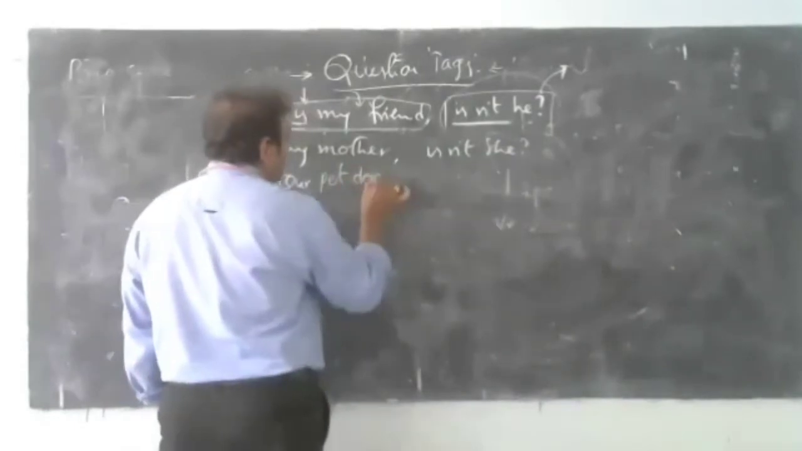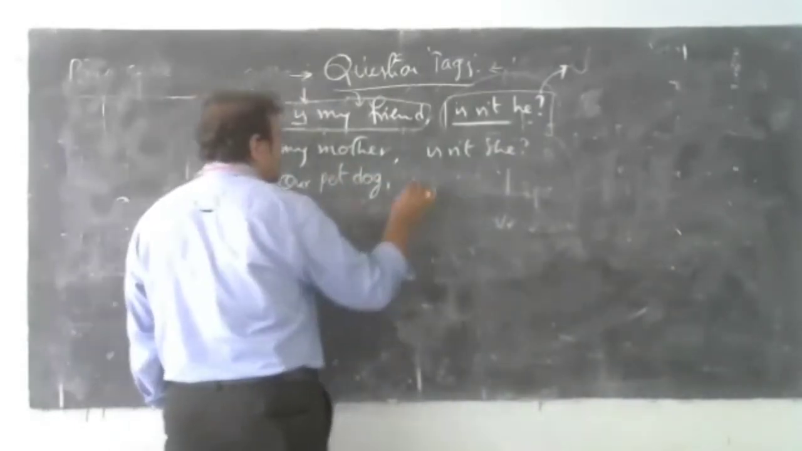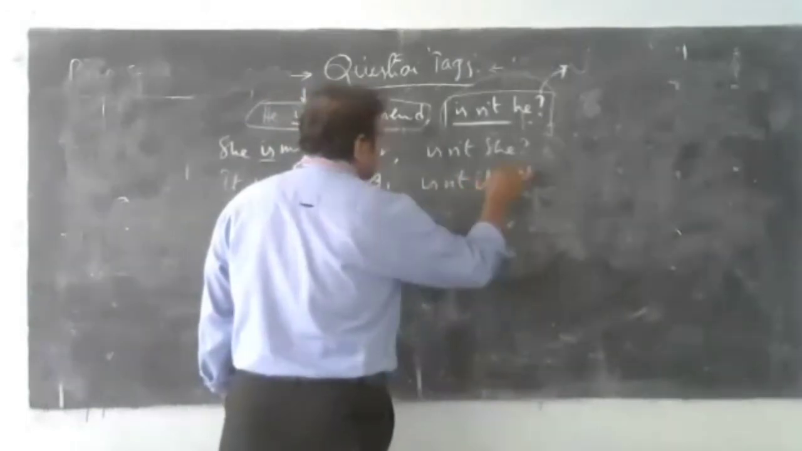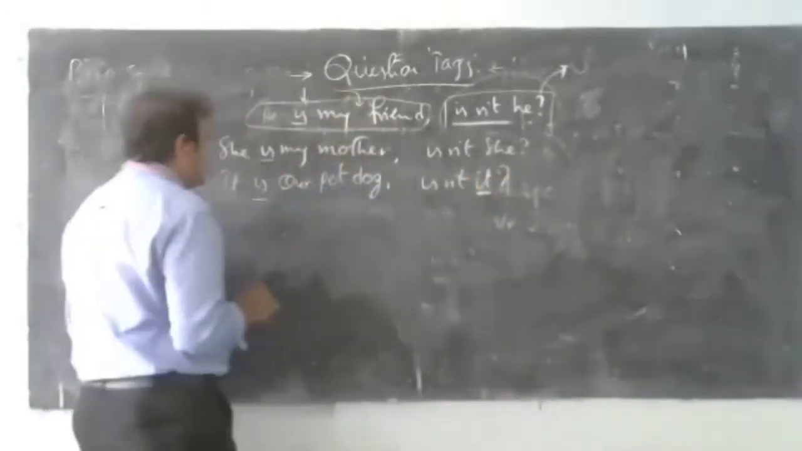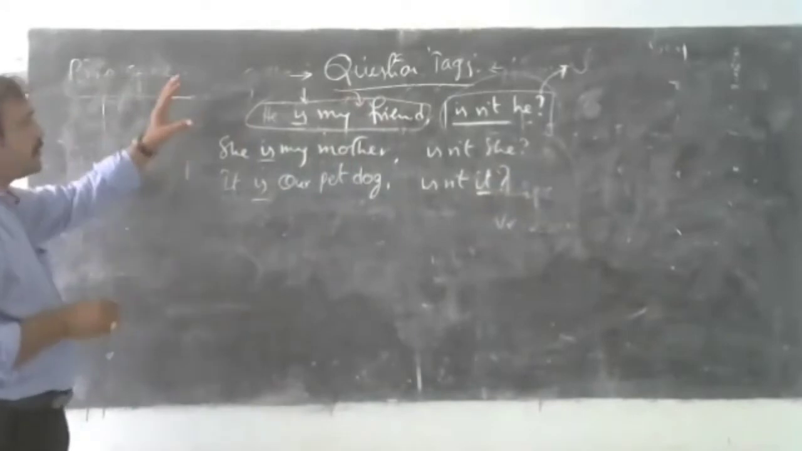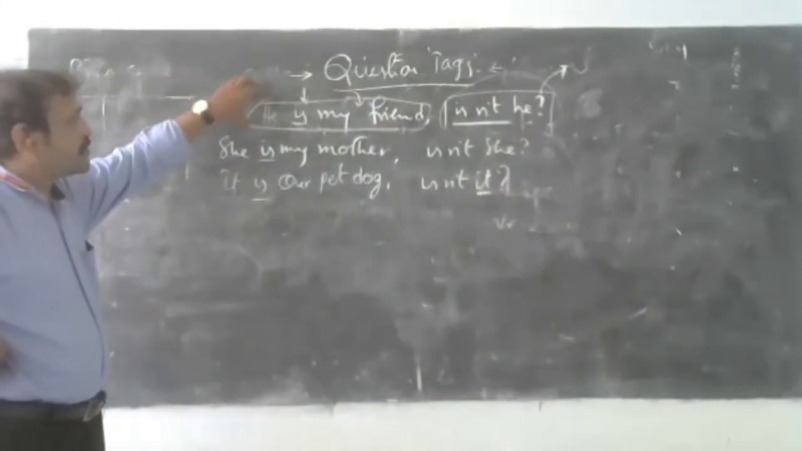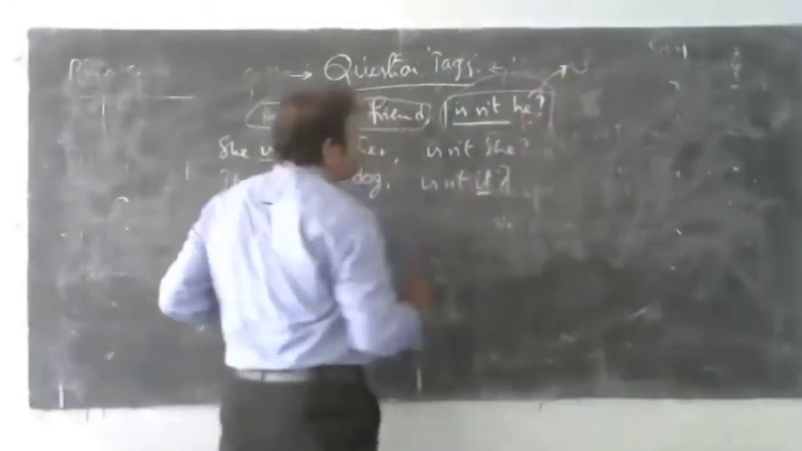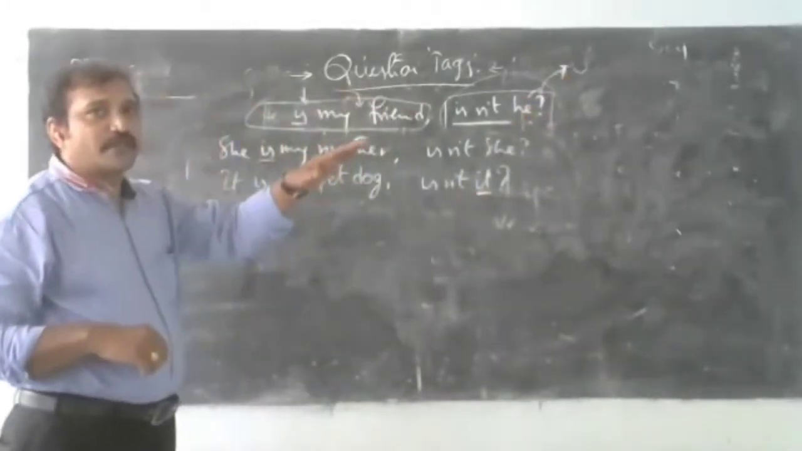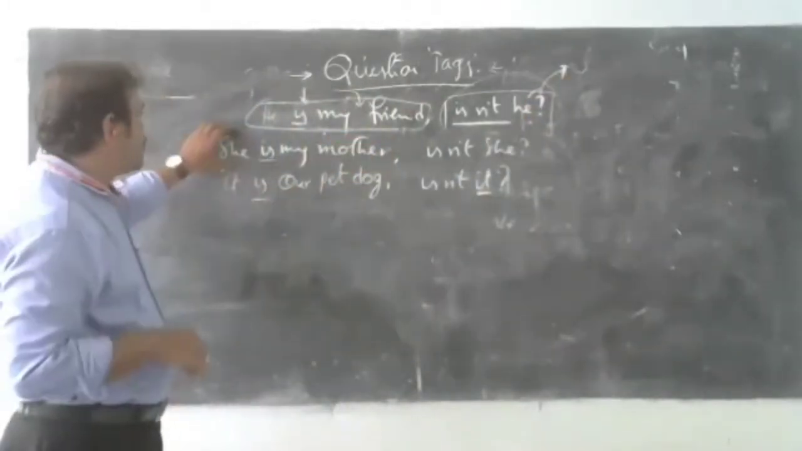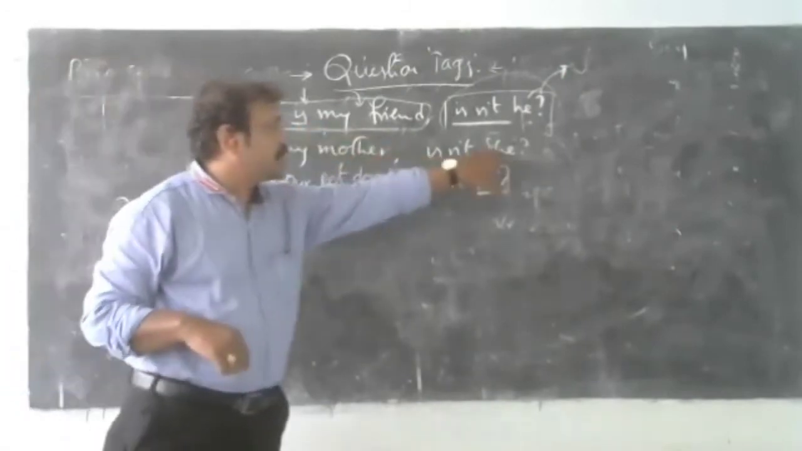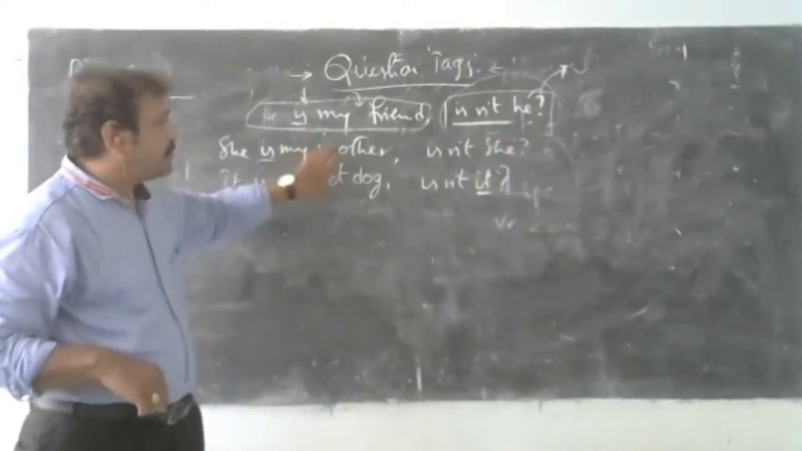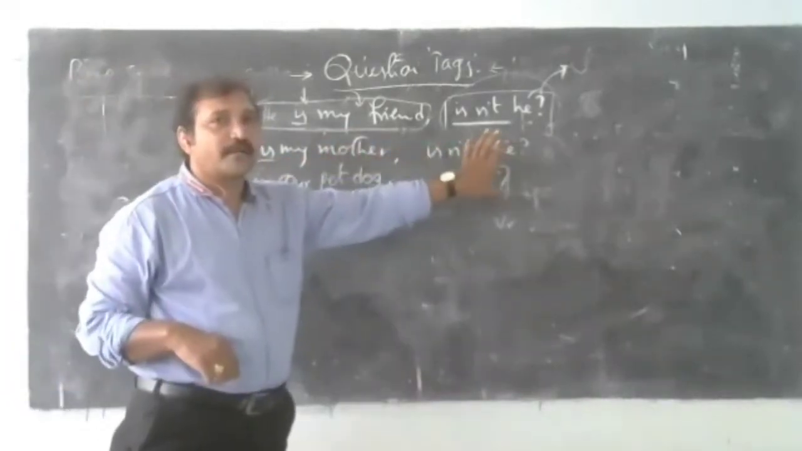It is our pet dog. Is it? Isn't it? So just have a look here. We use a pronoun: he is my friend, so at the end of the question tag we use the same pronoun. She is my mother. Isn't she? We use the same pronoun. It is our pet dog. Isn't it? We use the same pronoun.